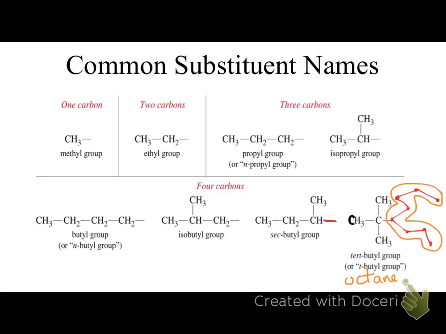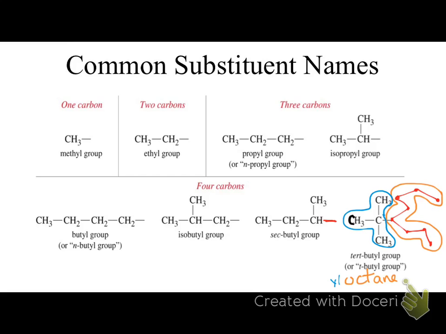Okay. Is it just octane, or do we have something attached to the octane? We have something attached. What is that something that's attached? We could call it tert-butyl. Okay, we'll put the YL there because it's a substituent. It's not a part of the main chain.